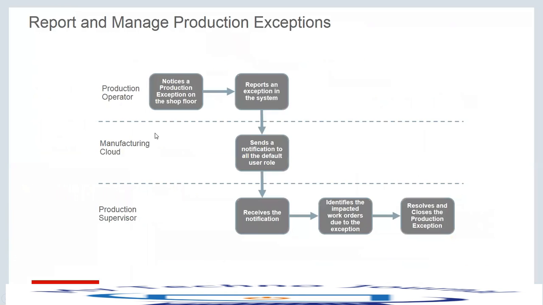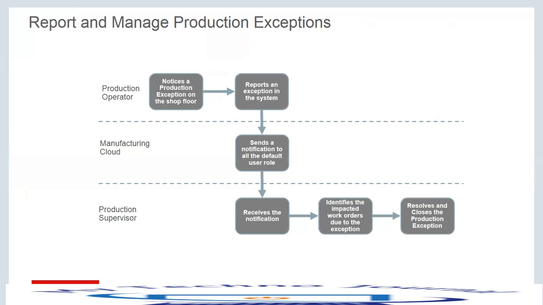And these are the exceptions. This diagram shows the process of reporting and managing exceptions in production, and unforeseen events on the shop floor. There could be some issues which we have not suspected, but suddenly something has happened. Such events on the shop floor can be reported by any of your production operators with details of what is impacting the plant production. And once the exception is reported, the interested stakeholder, or whoever the supervisor is, would be notified.